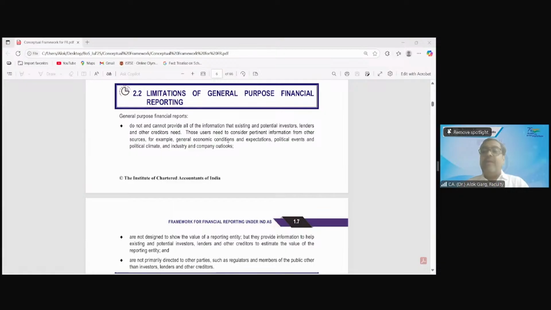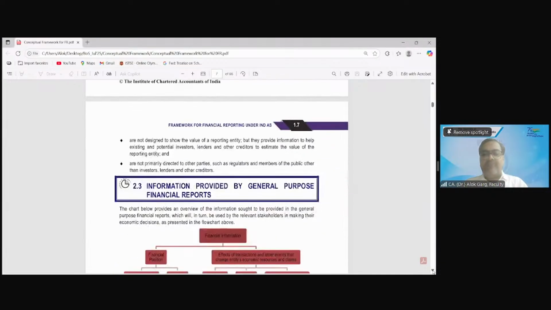Second, it gives you the value of the assets and liabilities, but it does not provide you the value of the entity, right? The valuation of the entity is not forming part of the financial statement. So these are the limitations of the financial statement. This is what is written here.